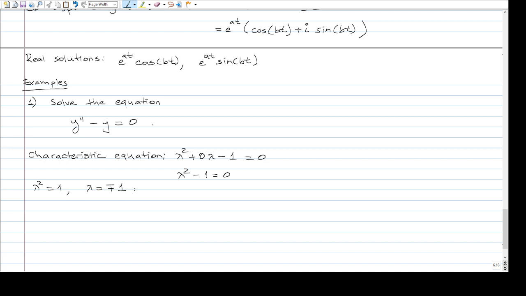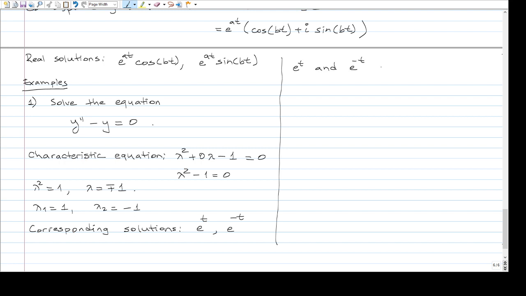We have two distinct roots. Lambda 1 equals 1 and lambda 2 equals minus 1. So the corresponding solutions are e to the 1 times t and e to the minus 1 times t. Since lambda 1 and lambda 2 are distinct, the solutions e to the t and e to the minus t are independent.